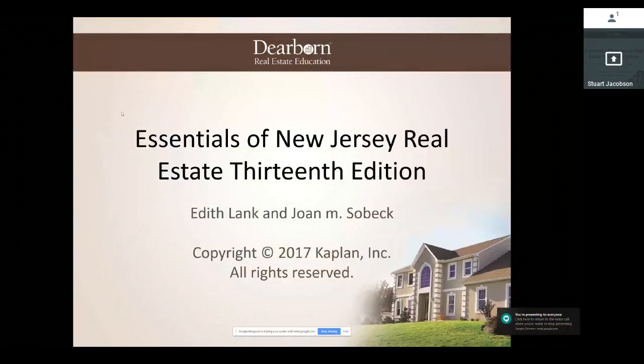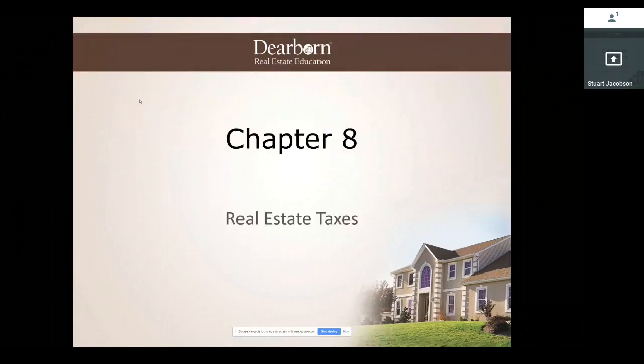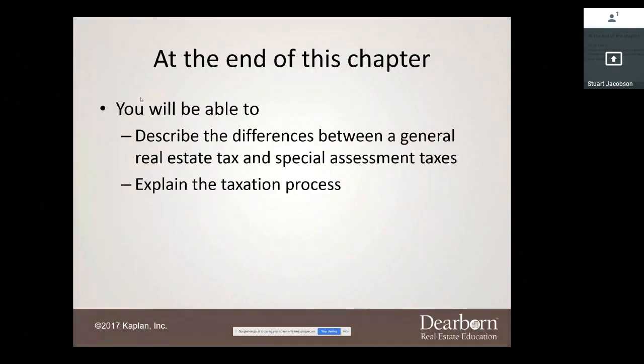All right, so here we are. We're going to start talking about the real estate tax chapter, chapter 8. So here's what we're going to be going over. At the end of this chapter, we're going to be able to identify how they calculate real estate taxes and what types of real estate taxes there are.